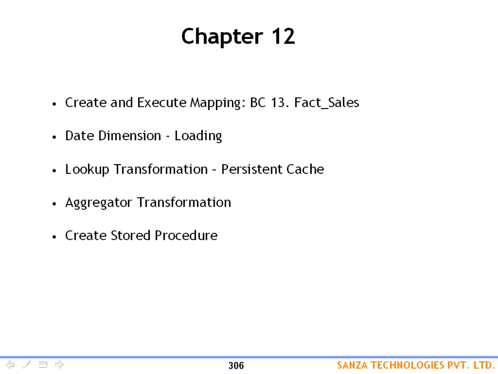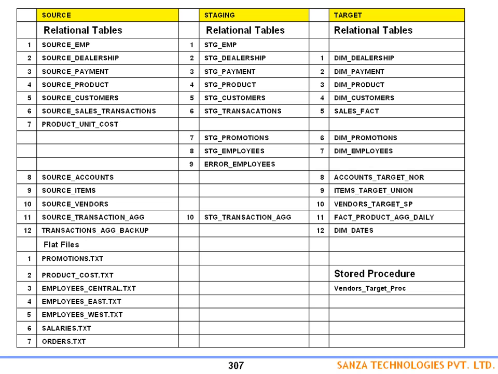Let us discuss chapter 12. In this we are going to discuss loading the data into the fact table, and the importance of the date dimension table, lookup transformation, persistent cache and aggregator transformation. Already we have loaded the data into the dimension dealership table, payment table, product table, customer table, promotion table, and dimension employees table, and we need to load data into the sales fact table.